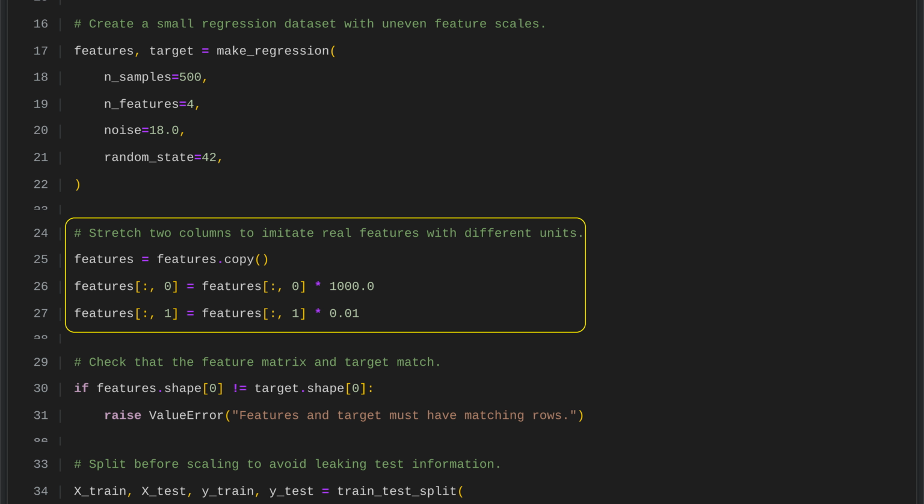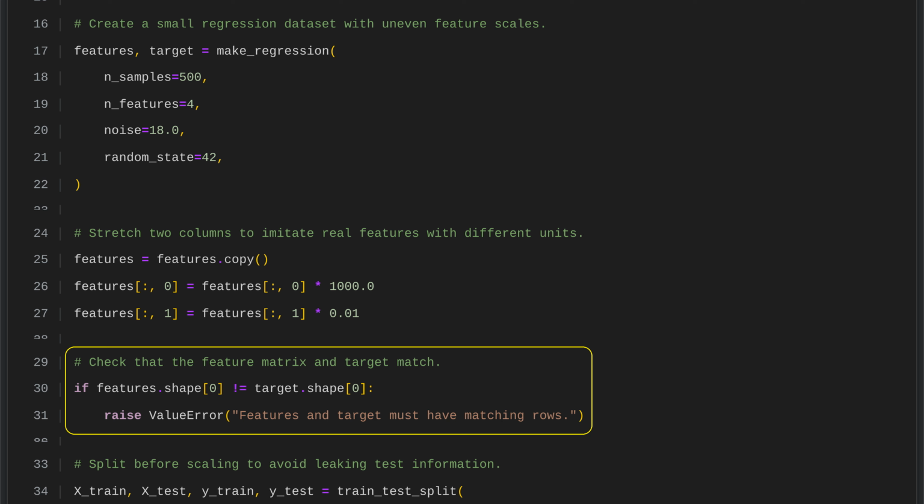To demonstrate feature scaling, we copy the feature data so the original stays unchanged, then rescale 2 columns in opposite directions. One column is multiplied by 1000 to represent a larger unit, while another is multiplied by 0.01 to represent a smaller unit. This shows how regression data can include features measured on very different scales.